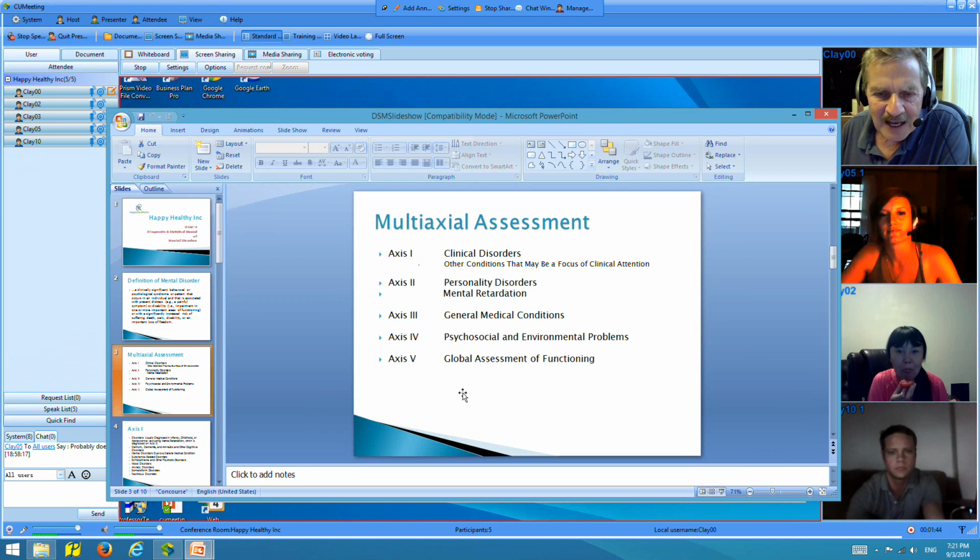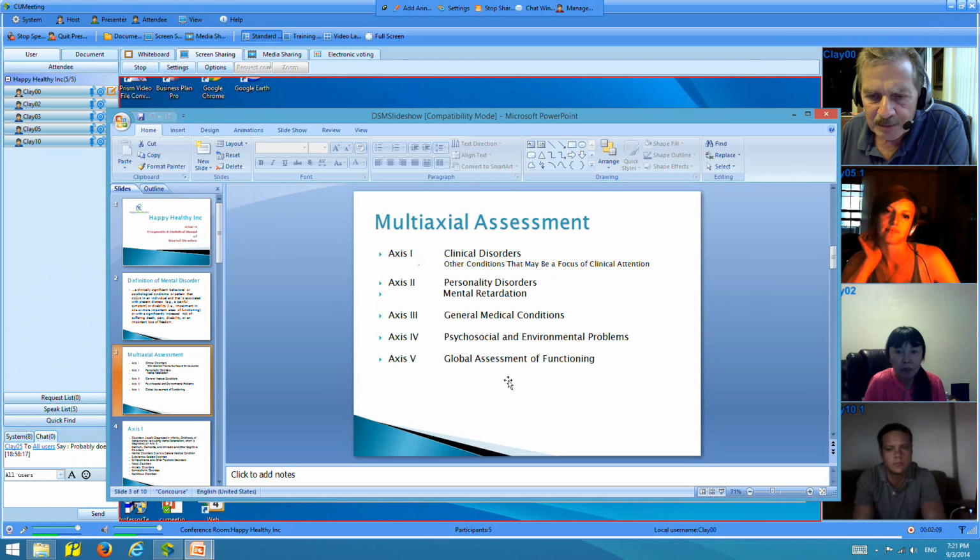You've got 5 different axes, okay? Axis 1 is in regard to clinical disorders or other conditions that may be a focus of clinical attention. If it doesn't need a definition, it could still be a consideration. Axis 2 includes personality disorders and mental retardation. Axis 3 is general medical conditions where you'll find a physical diagnosis. Axis 4 is psychosocial and environmental problems.